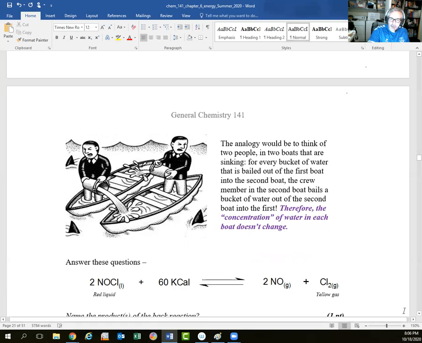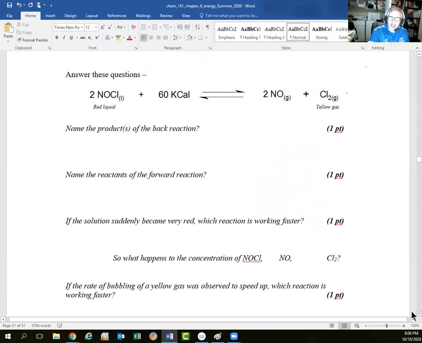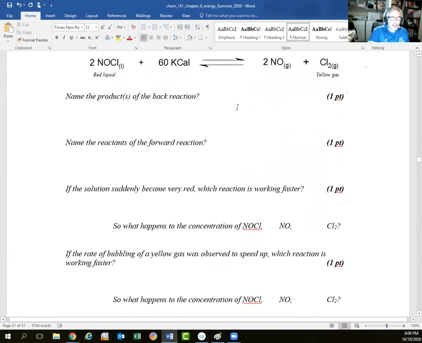So we need to learn to understand how the reaction responds when these changes happen. So let's take a look at an example. This is NOCl, nitrosyl chloride, which turns into nitric oxide and chlorine in the forward reaction. But there's a competing back reaction which combines nitric oxide and chlorine and turns it into nitrosyl chloride.